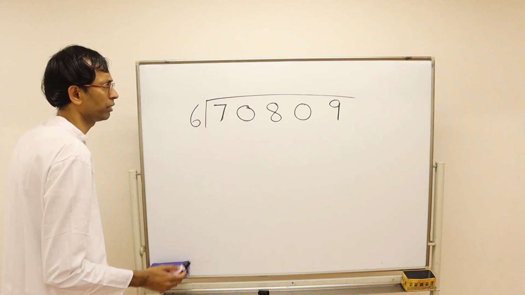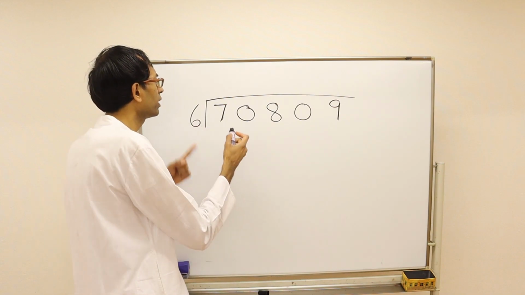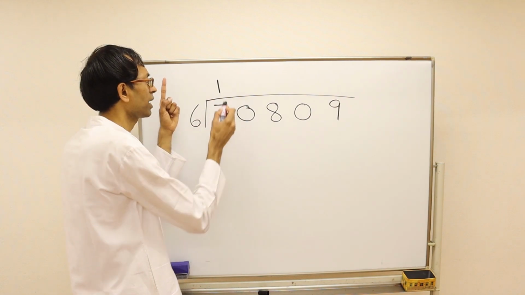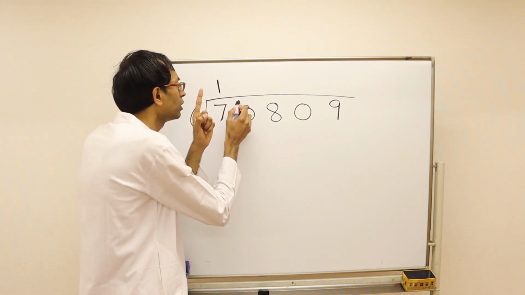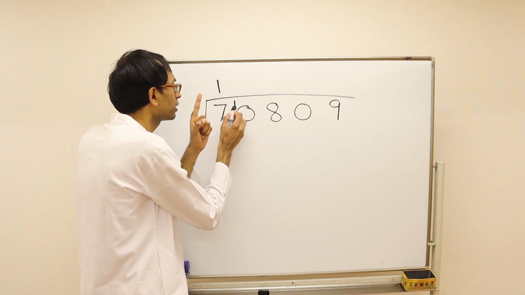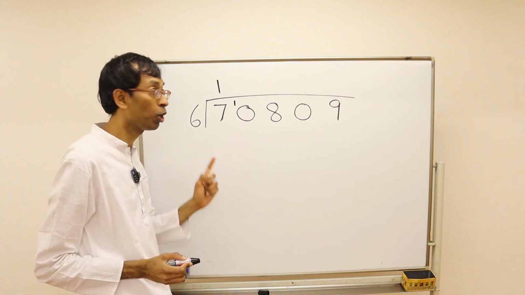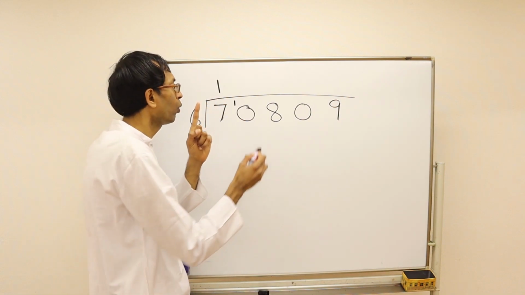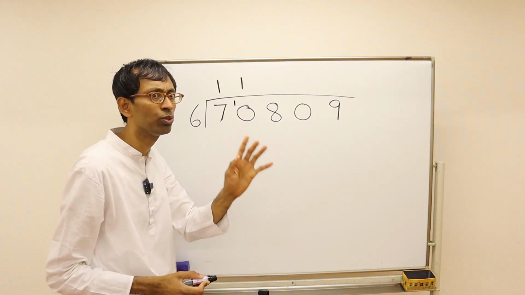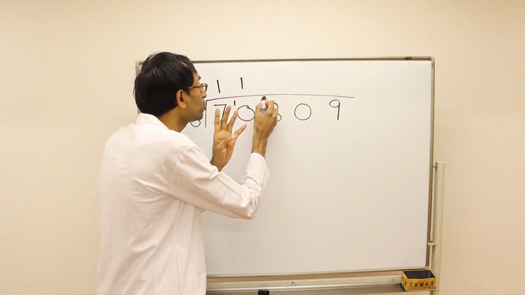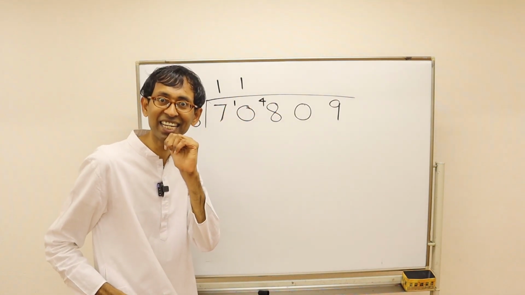Okay, we can do this together. 7 divided by 6. How many 6s are there in 7? There is only 1 6. Okay, you take 6 away from 7, you have a 1. So that is your remainder here. This becomes a 10. So 10 divided by 6. How many 6s are there in 10? Only 1 6. Take away 6 from 10, you have a 4. So you write this 4 here, this becomes a 48.